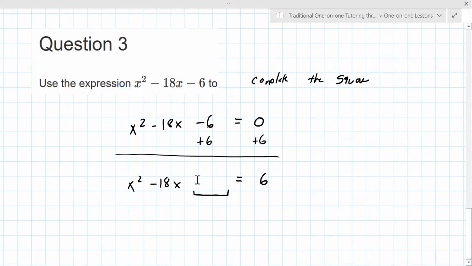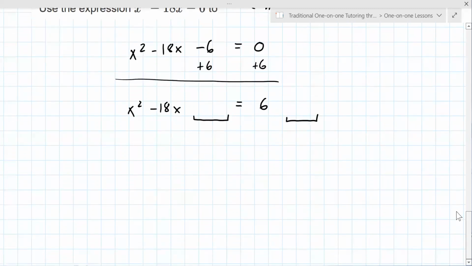Remember how in the first few problems I put this placeholder here and I would ask you to figure out what goes in that position? Well, you actually have 2 placeholders and they're exactly the same. Whatever we're going to put here on the left side of the equal sign, you're going to put over here on the right side of the equal sign. And to figure that out, you take this minus 18, and you cut it in half and then square it. So can you tell me what goes in this placeholder position, please?